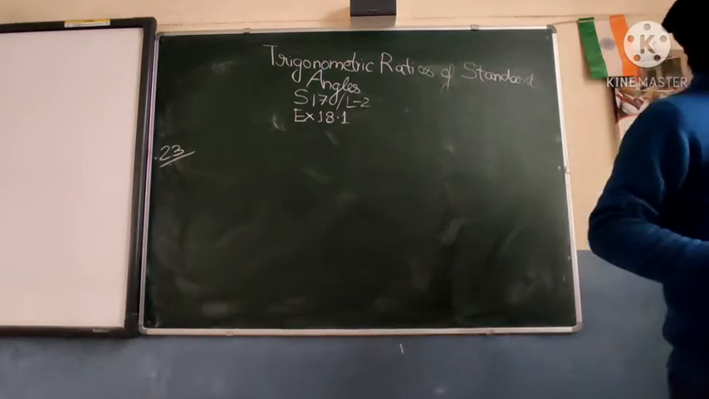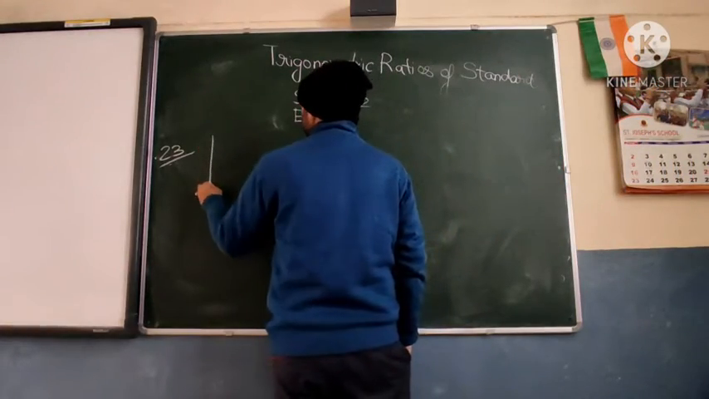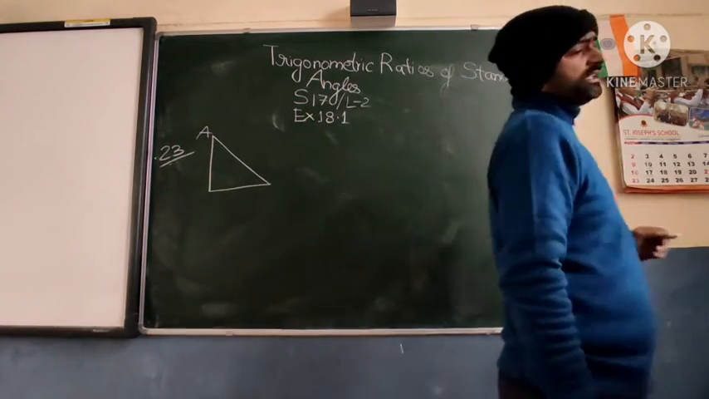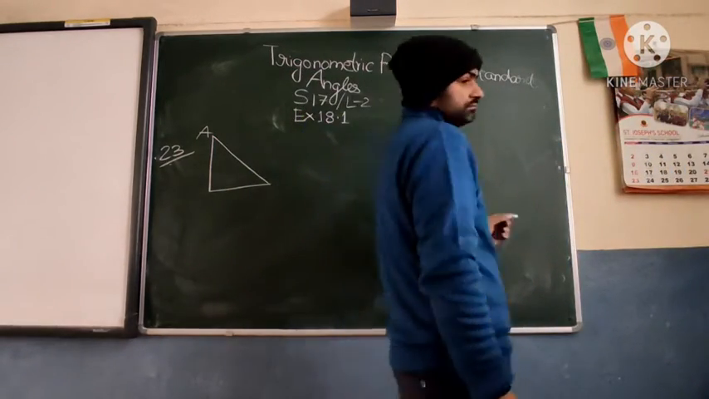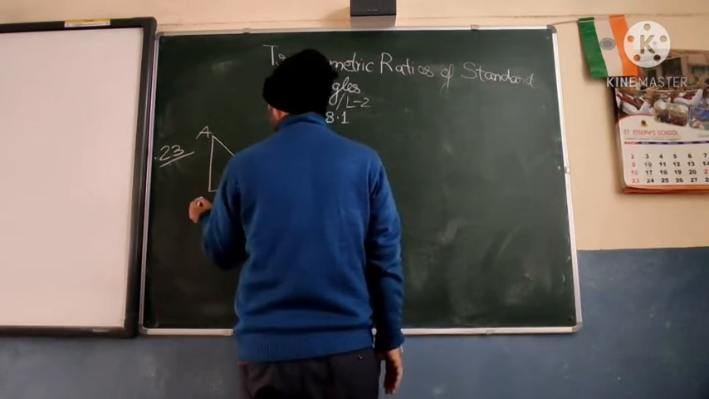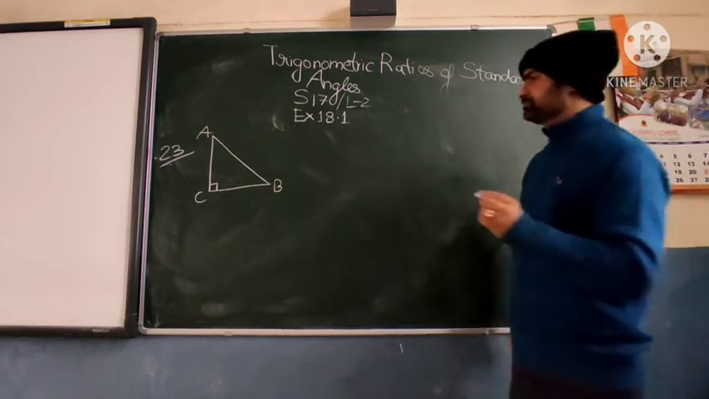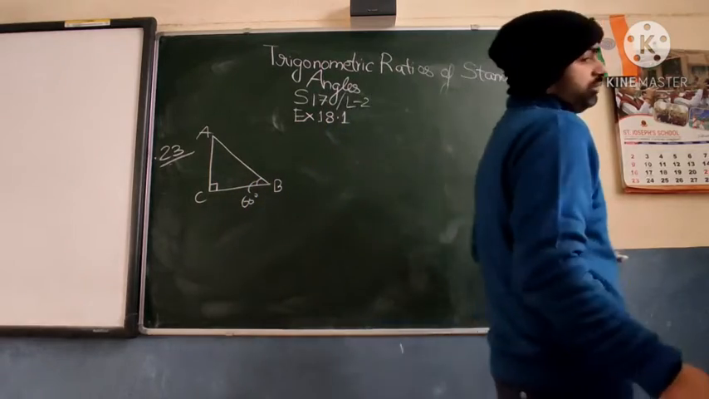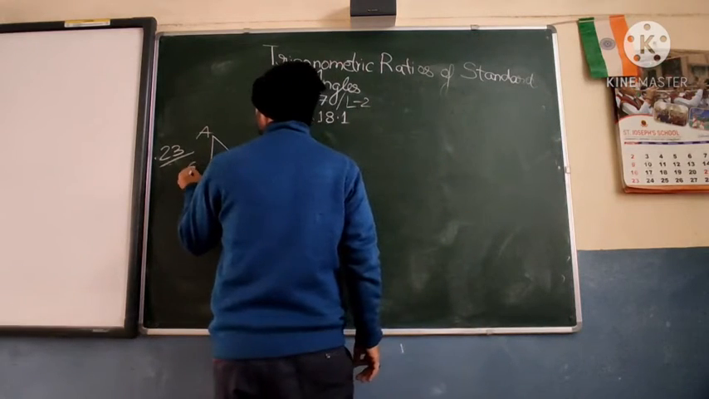The 23rd question says, in the right angle triangle ABC, angle C is 90, angle B is 60. Let's draw the triangle itself. C is 90 degrees, I'm sorry. B is 60 degrees. Obviously this is 30 then. What more? AC is 6 centimeter. That means height is given.